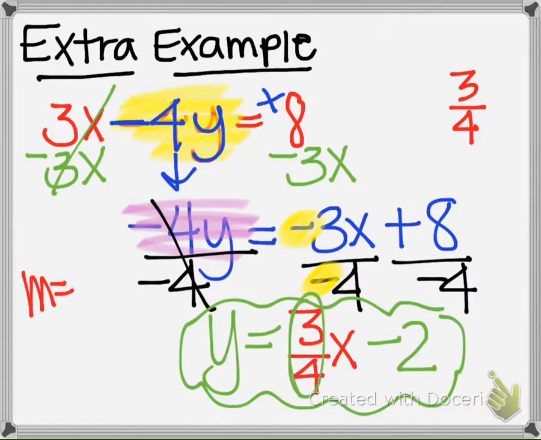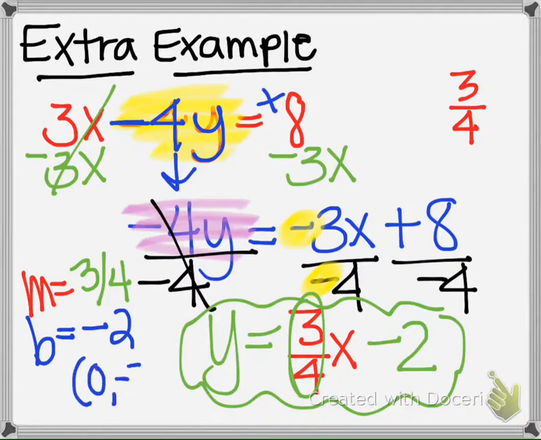So now that it is in slope-intercept form, we know that our slope, our m, is the number in front of x here, so 3/4. And we know that this line would cross the y-axis at -2. So 0, -2 is the point where it crosses the y-axis.